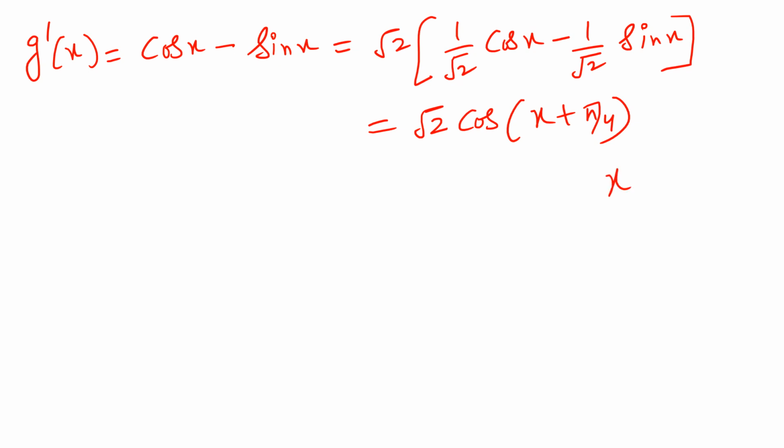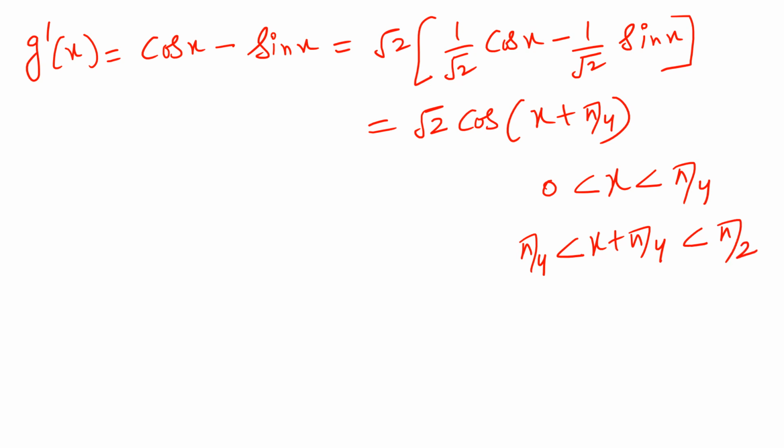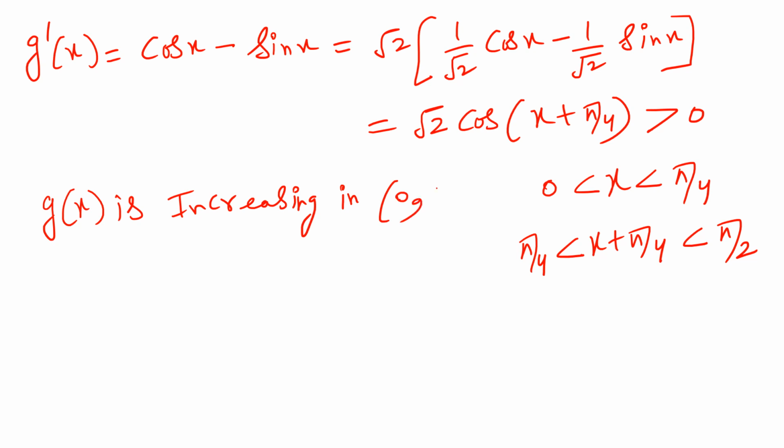Now students, when x lies in the open interval 0 to pi by 4, then I can say that x plus pi by 4 will lie in the open interval pi by 4 to pi by 2. So that means x plus pi by 4 lies in the first quadrant. And we know that in the first quadrant cosine is positive. So that means g dash x is positive. So we finally conclude that g x is increasing in open interval 0 to pi by 4. And hence option A is wrong.